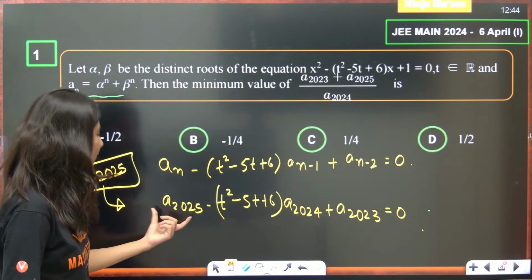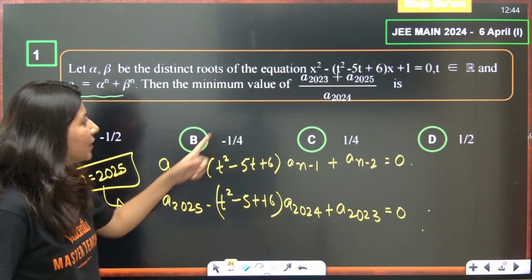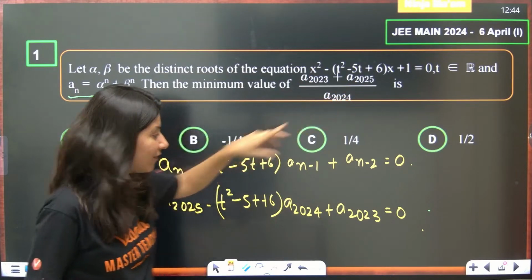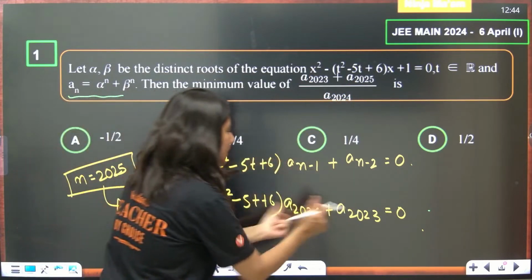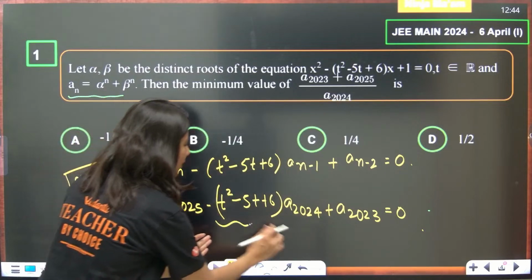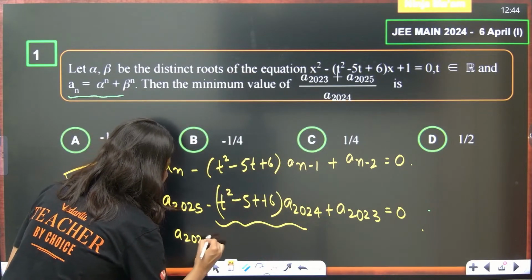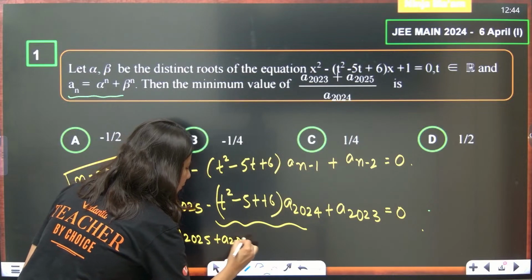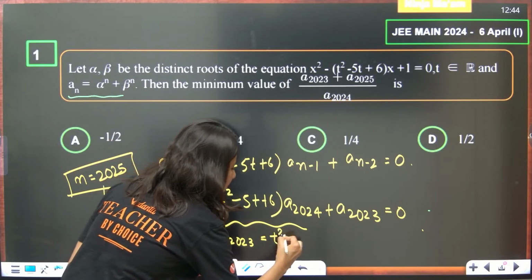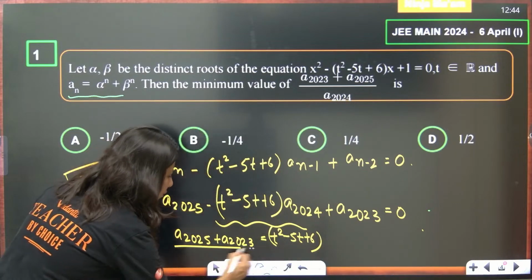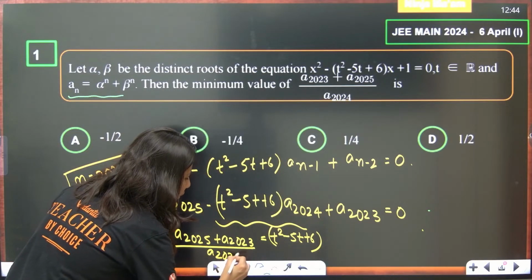Okay, so now what we are going to do is, see, as per the question, they are asking for A2023 plus A2025. So this expression has to go on the right hand side. So A2025 plus A2023 is nothing but t square minus 5t plus 6, multiply A2024, which I am shifting it over here.